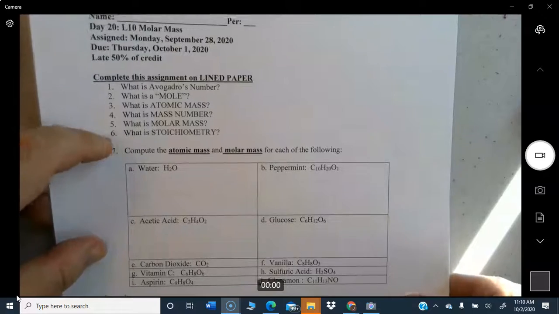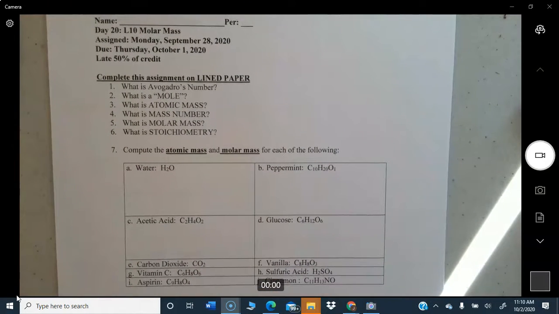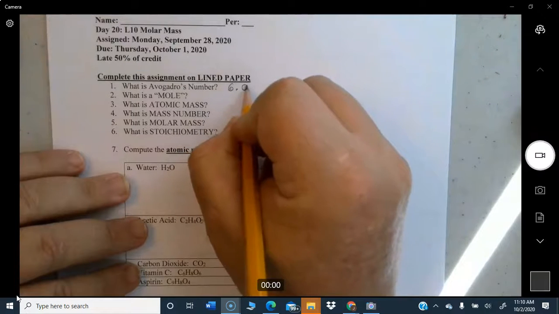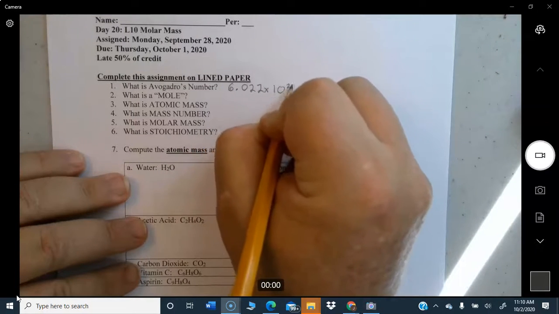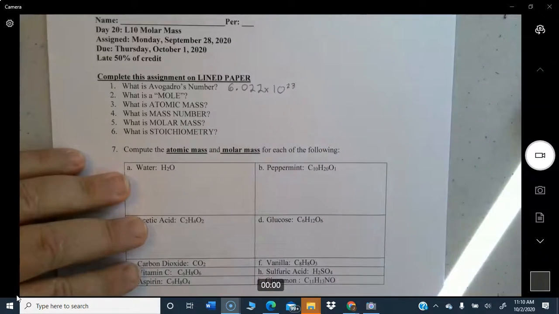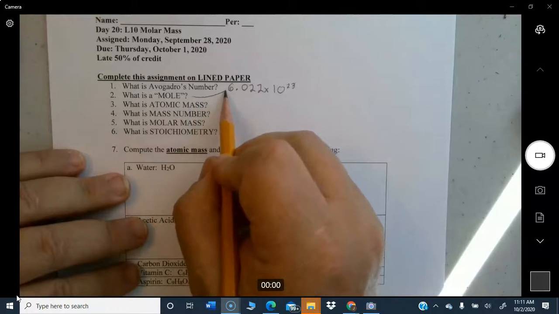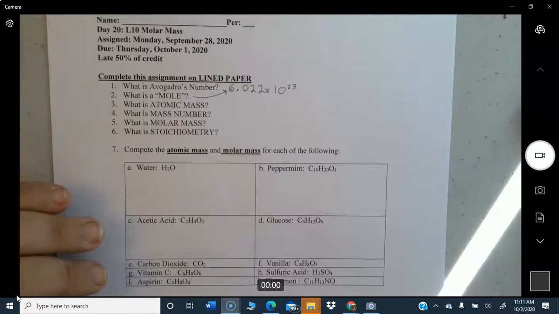So let's go ahead and let's talk about these concepts and what we're doing here. So what is Avogadro's number? It is a special number in chemistry. It's this number, 6.022 times 10 to the 23rd. That is also, when we use it in chemistry throughout this course, we refer to it as a mole. We don't refer to it as Avogadro's number, but it's the same thing.